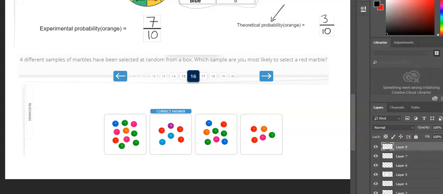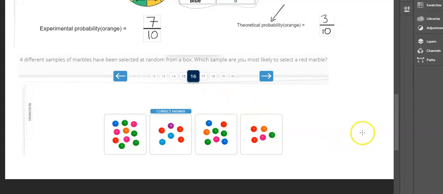The last question or example that we'll be looking at focuses on a different scenario that has been given to you. In this scenario here, we've got 4 different samples of marbles, and these have been selected at random from a box. Which sample are you most likely to select a red marble? Now this answer here has shown you that this is the correct one. We want to try to figure out why. Why is this the case? And what you do is you just have to work out the percentage of choosing a red marble from each of these scenarios.